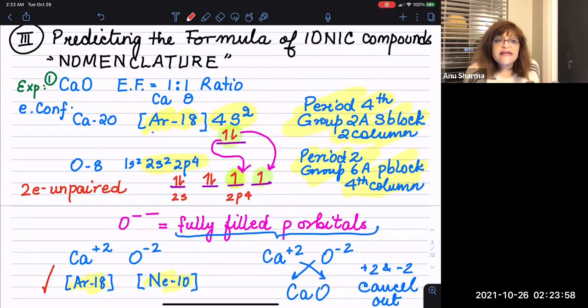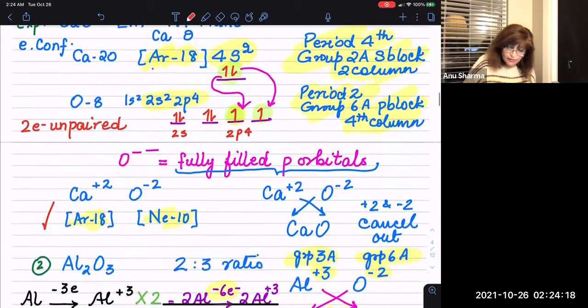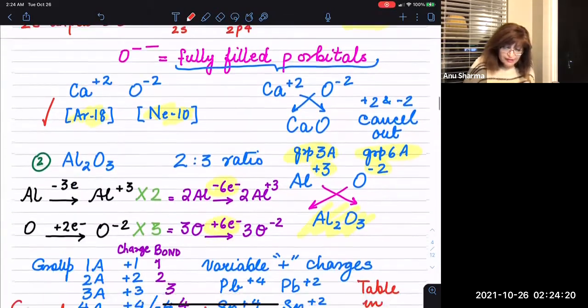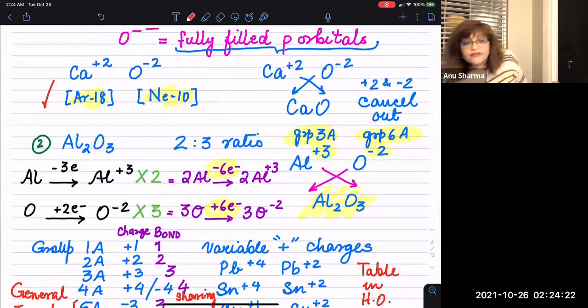Oxygen, on the other hand, has 8 electrons, and there are 2 unpaired electrons. When these 2 unpaired electrons get paired from the calcium, all of them get filled up, and it acquires a 2 negative charge, and so it becomes oxide. So now the electronic configuration is that of the nearest noble gas, and then the octet also.